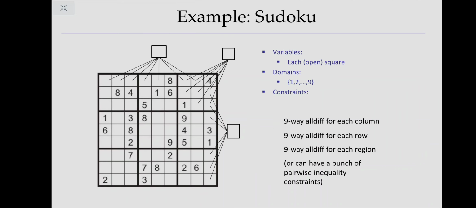To implement this part, again, we define the variables. Variables are used for free cells. Each open cell is used as a variable. The domain is the values from 1 to 9. And the constraint. Showing the constraint explicitly is very, very, very hard for this problem. But we can use the implicit manner.